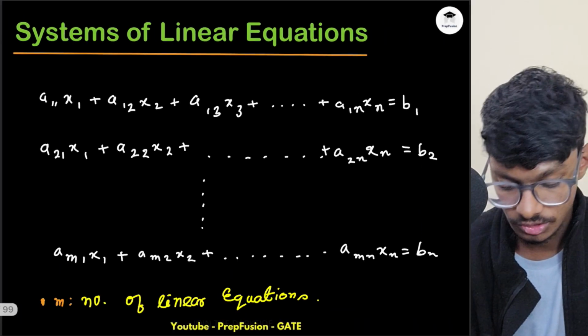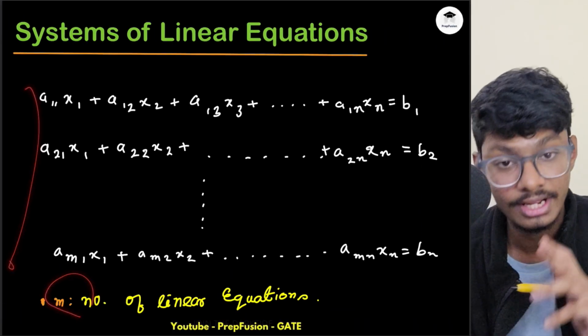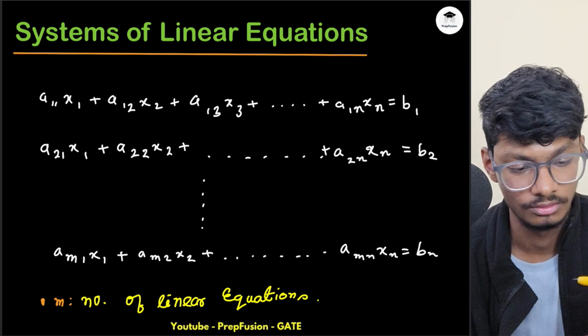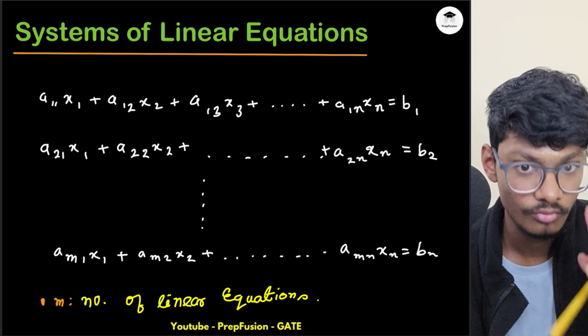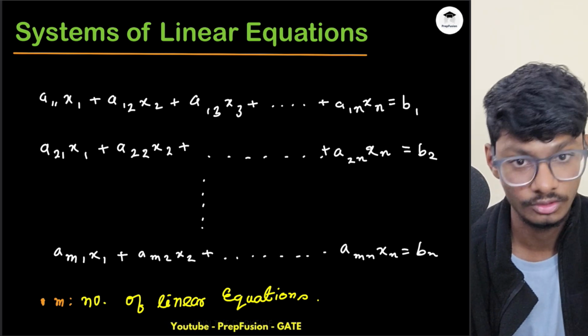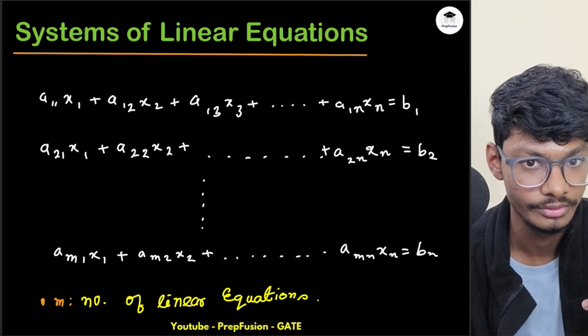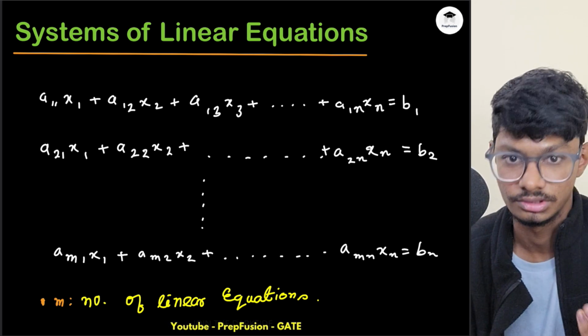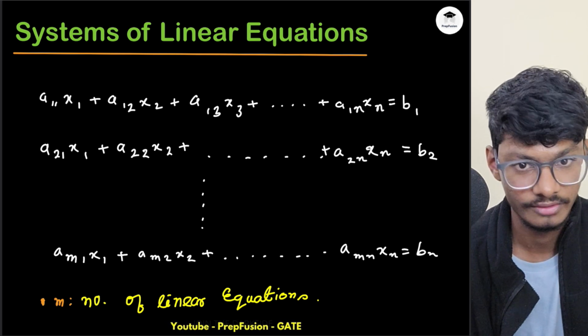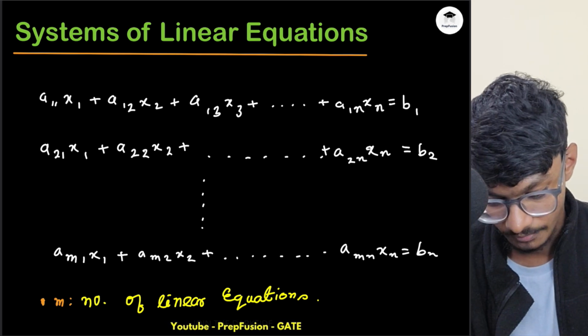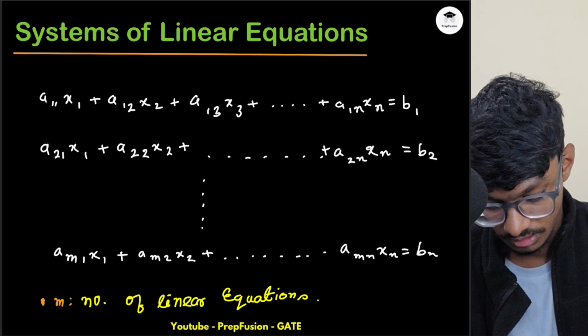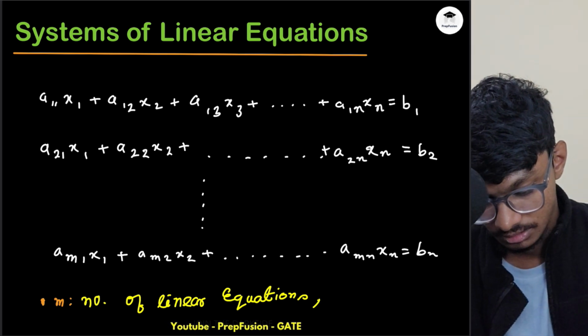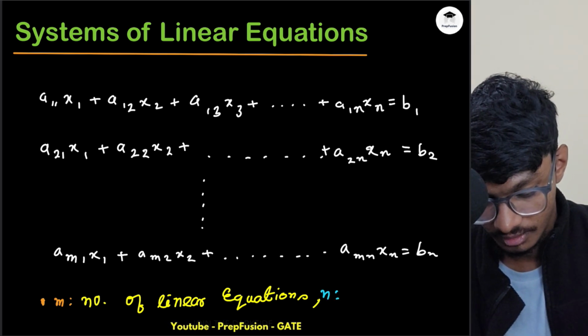I have to find the values. So if I have m linear equations and n unknowns, then how will the solutions look? Obviously, you know one thing, right? If we have two unknowns, you need two equations. If you have three unknowns, you need three equations to get a unique solution. I hope you already know this, we have studied this since childhood. So m is the number of linear equations and n is the number of unknowns.